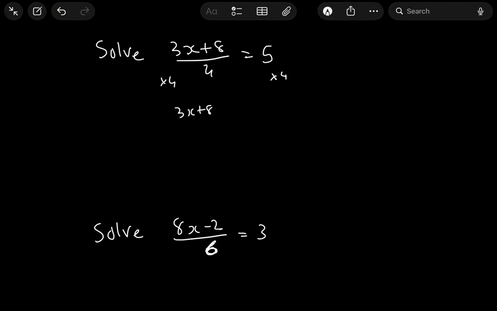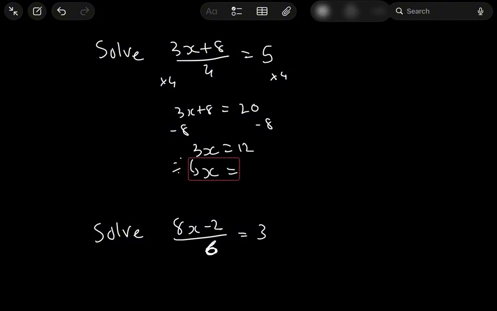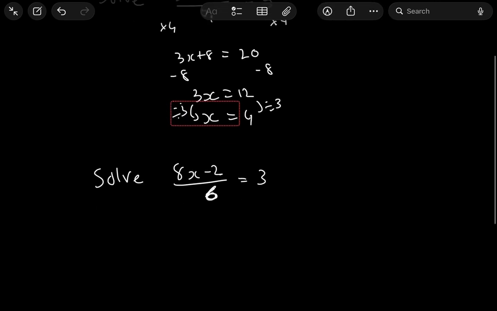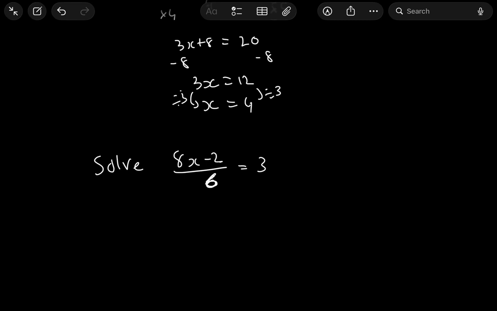3x plus 8 is equal to 5 times 4, which is 20. Then we minus 8 from both sides. 3x is equal to 12. x is equal to 12 divided by 3, which is 4. In this situation, we times both sides by 6.